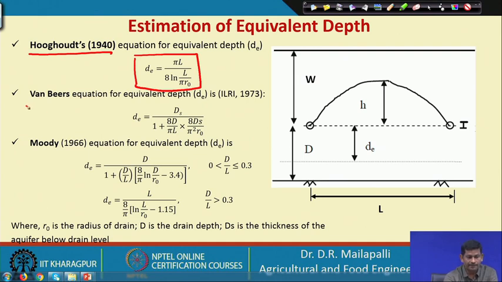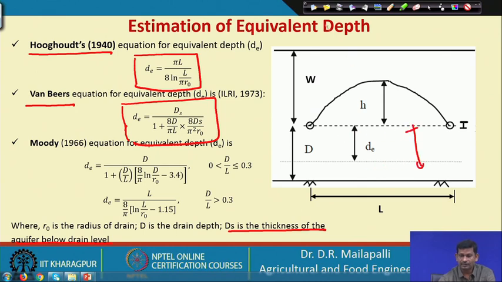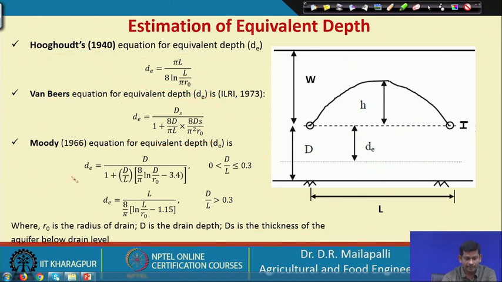In Van Beer's equation, the equivalent depth is estimated as d = ds / (1 + (8d / πL) × (8ds / π²r0)), where ds is the thickness of the aquifer below the drain level. Then Moody has also given an equation for equivalent depth.